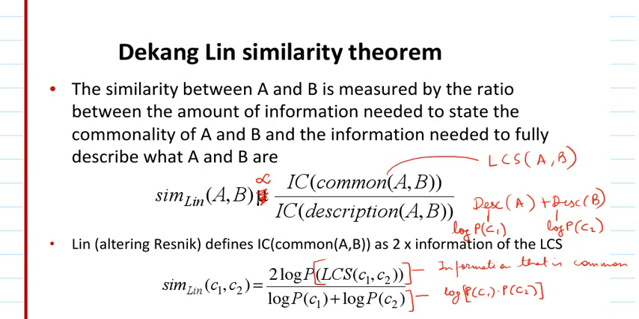So when we calculate the information content and apply it to these, we have minus log base 2, so the minus actually disappears and we get the final formula as this: 2 log P of LCS of C1 and C2 divided by log P C1 plus log P C2. So in this way we can calculate the Lin similarity score.